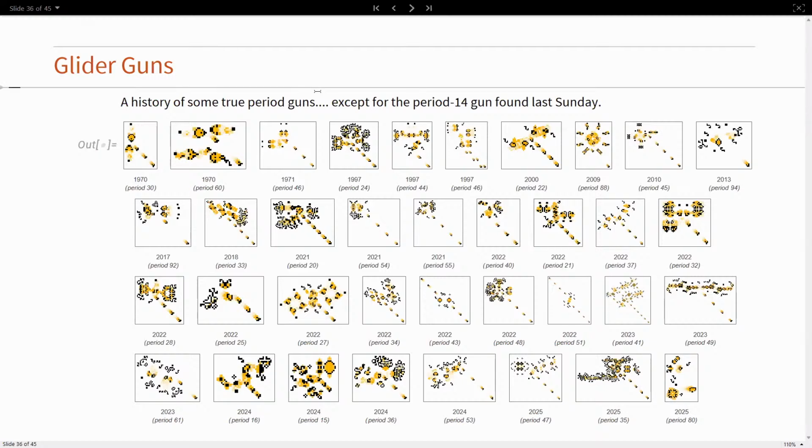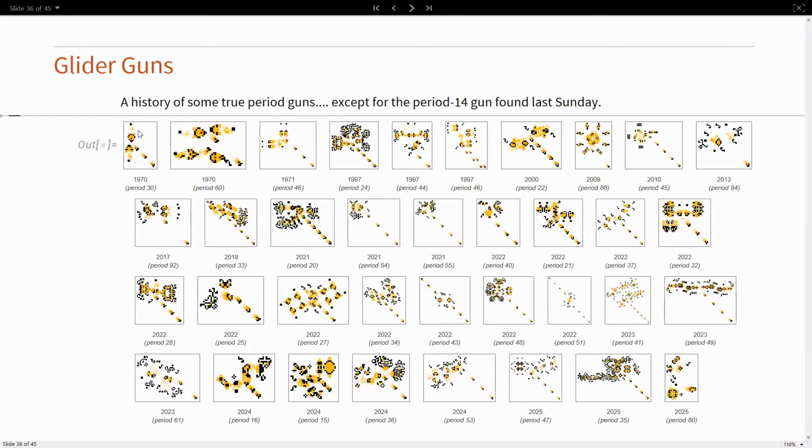Another item of interest is glider guns. Usually if you have an oscillator with chaos, it's possible to add a sparker to produce a glider gun. In Stephen's article, he mentions glider guns of various periods, but since one was just found last Sunday, his article doesn't have the period 14 glider gun. But there's a wide variety of these different glider guns with different periods.